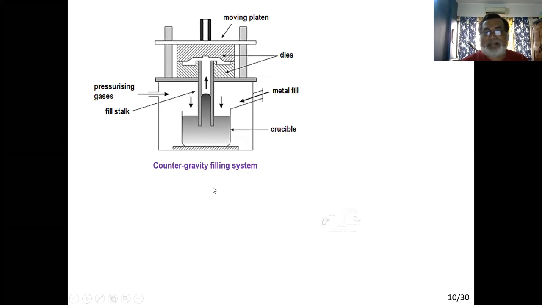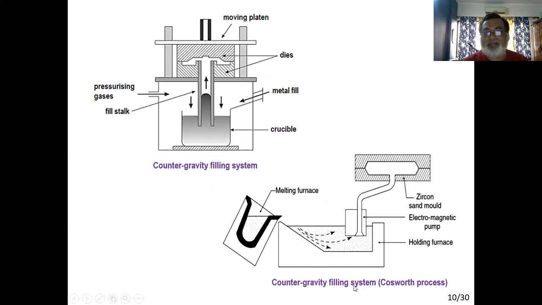Similar to this, there is another system. This is also a counter-gravity system, called the Cosworth process, invented by Professor Campbell. Here, the furnace is open to the air. From the melting furnace, you pour the liquid metal into a chamber called the holding furnace, and there is an electromagnetic pump. Using this pump, you can flow the liquid metal through this channel or tube to the casting. Again, it is a similar thing: liquid metal moves upwards under the action of the electromagnetic pump.